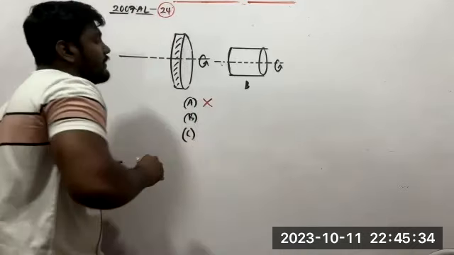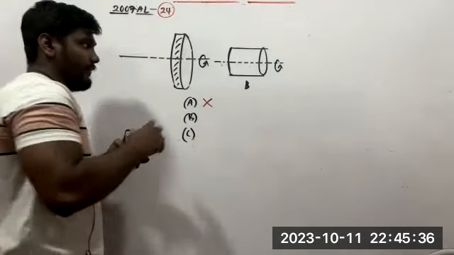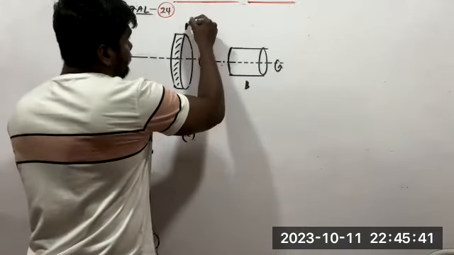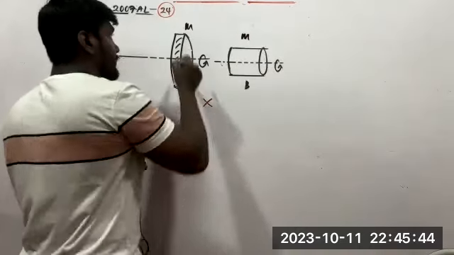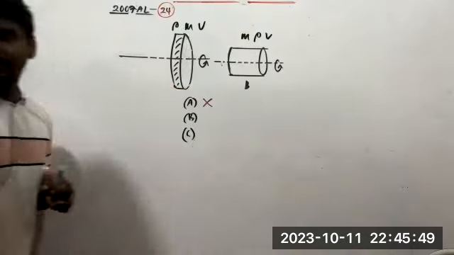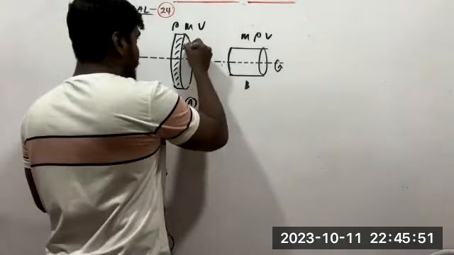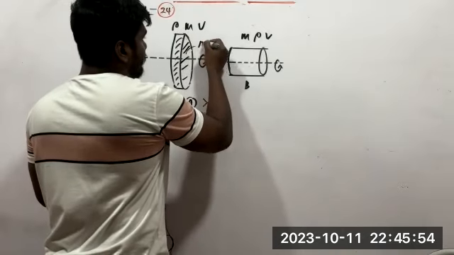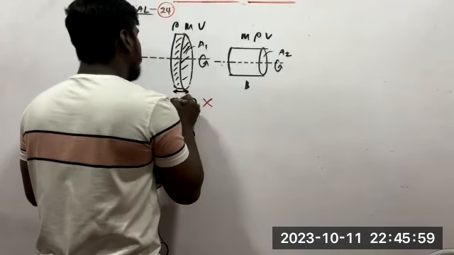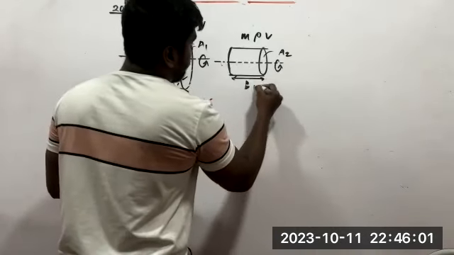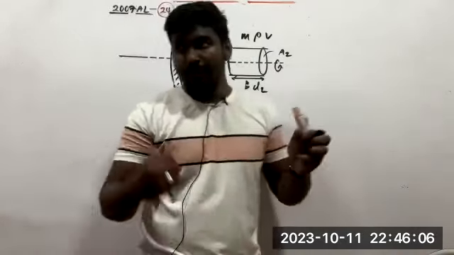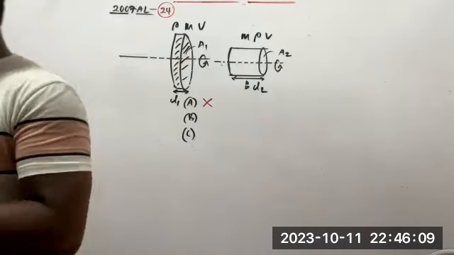The thing is, both of them have the same mass, the same density, and the same volume. But the dimensions are different. This one's area is A1 and its length is L1. This one's area is A2 and its length is L2. However, A1 times L1 equals A2 times L2. These volumes are the same, cylindrical, right?